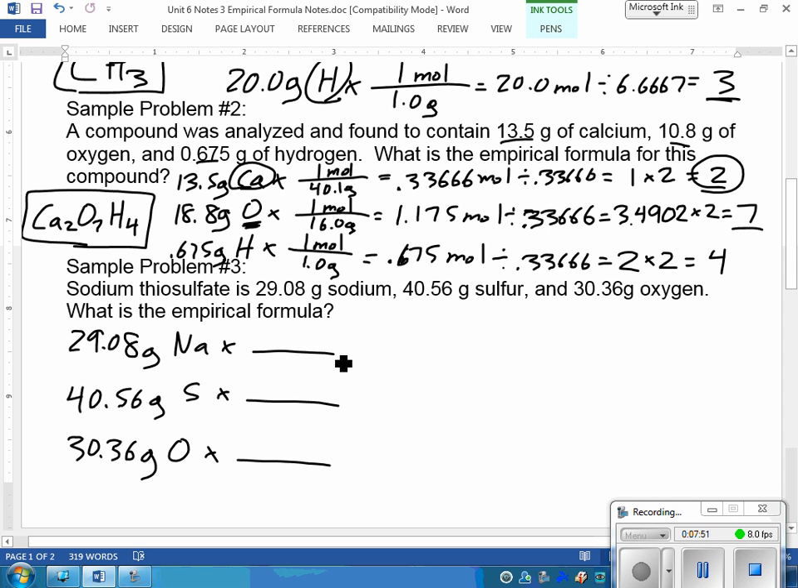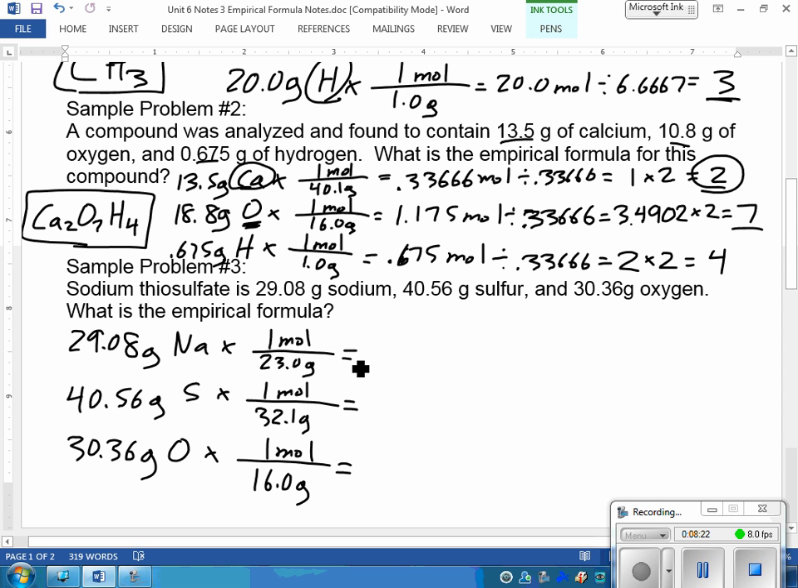So what do we have for sodium? It's 22.99, so that rounds to 23.0. Right, for our sulfur, it is 32.06, so that rounds to 32.1. Our oxygen is 15.999, so that rounds to 16.0. We're going to divide all those values there.